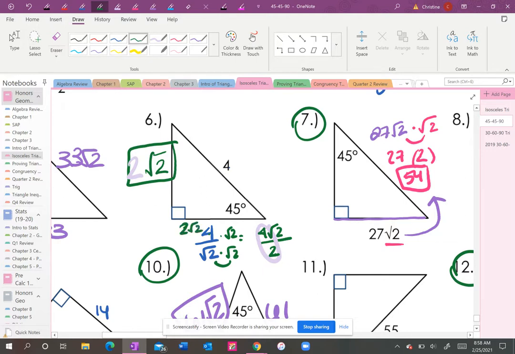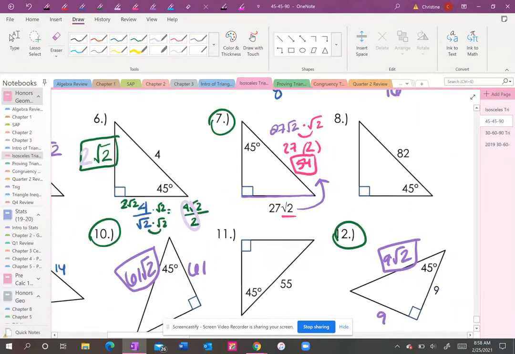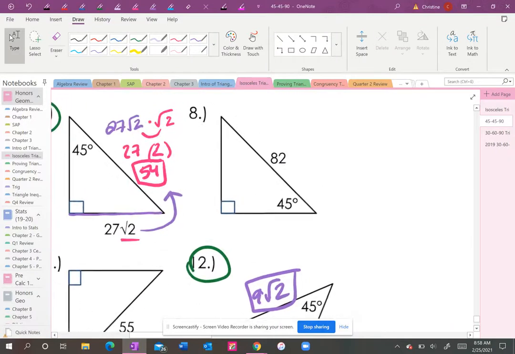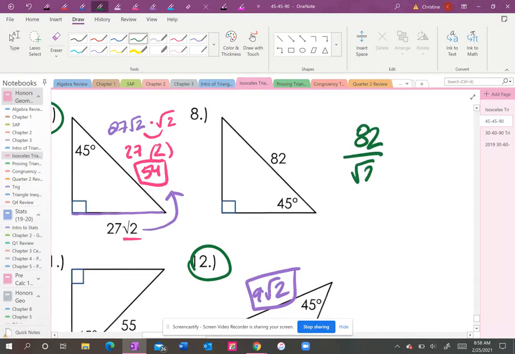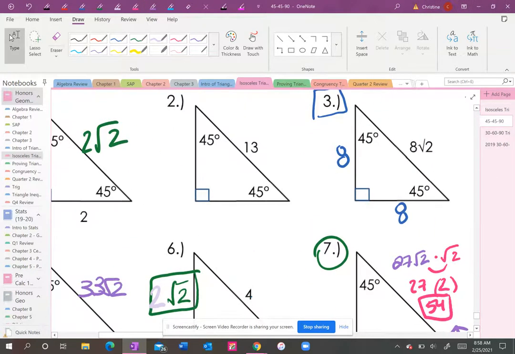You might also remember that there was a shortcut. So yesterday, if you had a whole number that was even, since you are dividing by root 2, there was a shortcut you could take, and you could just straight divide 82 by 2 and get 41, and then times root 2. But that's only going to work if this is an even number over a root 2. That would not work for number 2, where you have an odd number over root 2.